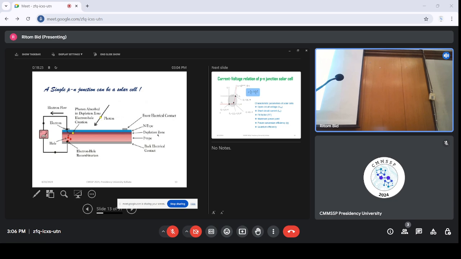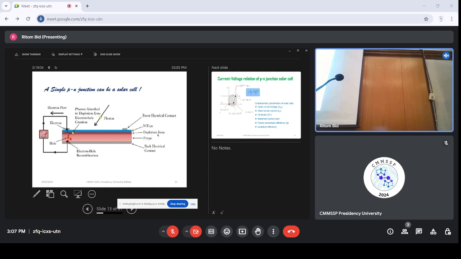So a single PN junction can be a solar cell, right? So we have a single PN junction. You know the depletion zone. There is an inbuilt electric field at the depletion zone. So if an electron hole pair can be created near or inside the depletion zone, they will immediately get separated due to the inbuilt electric field. And if that photo-generated electron hole pair comes into the external circuit, then we can get the electrical power as well as the voltage due to the potential barrier height at the junction.